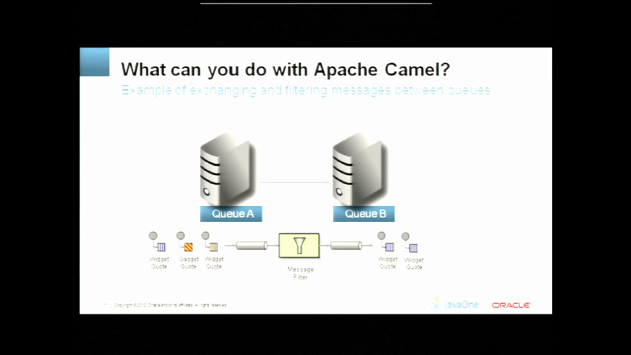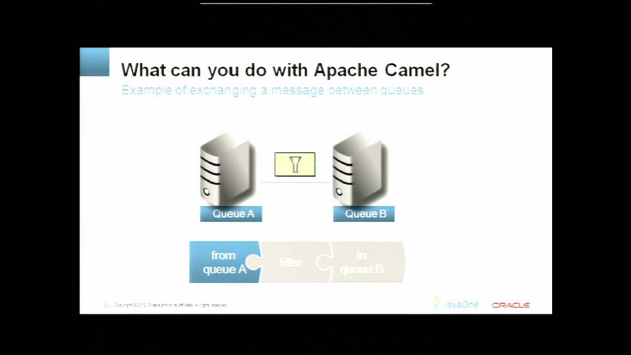So QA is getting a lot of widget quotes and gadget quotes. We want to put on QB only the widget quotes. So we apply the message filter pattern. Thinking about the logic here, it's just that from QA, we're going to filter that and send to QB, which in Camel translates basically to this kind of Java DSL. So it's very straightforward. It's very simple.